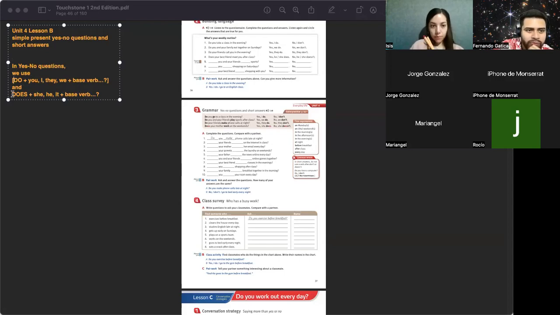Recuerden que se usa do con I, con you, con they, con we. Se usa does con he, she, it, tercera persona singular. Third person singular. Si se acuerdan que does se usa con tercera persona singular y do con todo lo demás, sería más fácil. Mejor, en mi opinión, es solo recordarse que does va con he, she, it. Y a todo lo demás va con do. Okay. That's the formula. Esa es la fórmula. Easy.